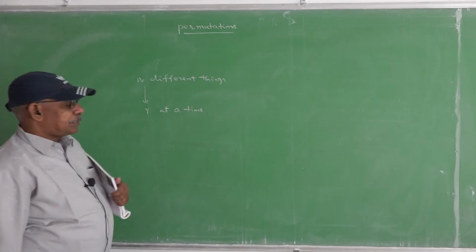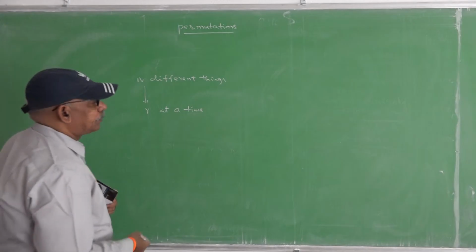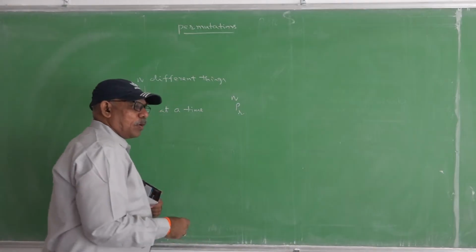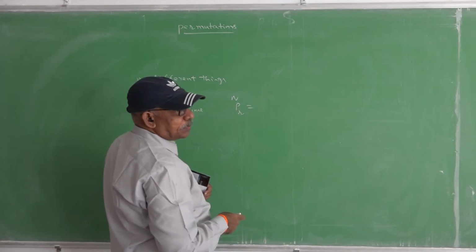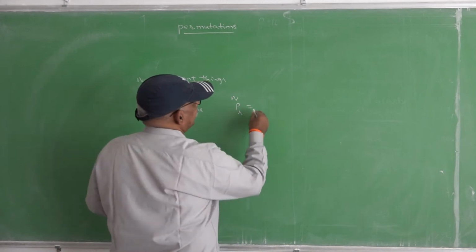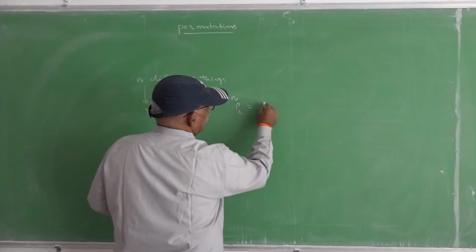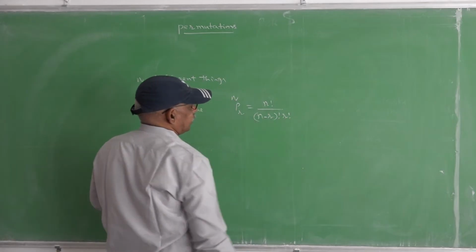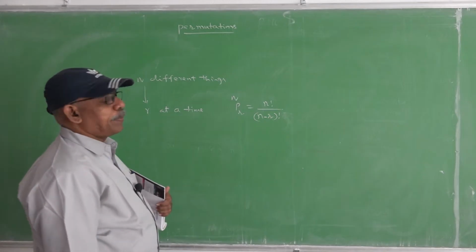Out of n different things, taken r at a time and arranged in a row without repetition, that can be done in nPr ways. nPr stands for the number of permutations of n dissimilar things taken r at a time in a row. No repetition is allowed, of course, here. That is given by nPr. This number is n factorial by n minus r factorial.